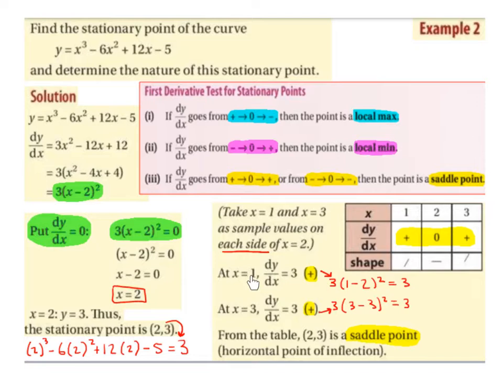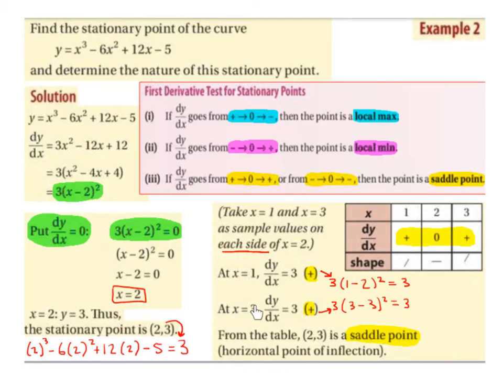So at x equals 1, dy/dx is equal to 3, which is positive. This is because we take our derivative, 3 times x minus 2 squared, and we swap the x for 1. So you get 3 times 1 minus 2 squared, which gives us 3. We're not interested in it being 3, we're just interested in that it's positive. So when x is 1, dy/dx is positive. We already know that when x is 2, dy/dx is 0. And now we want to check what happens when x is 3.